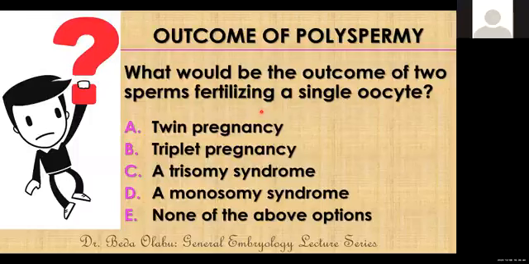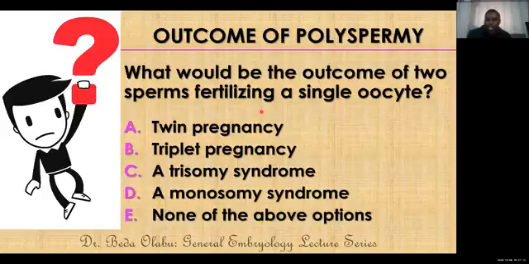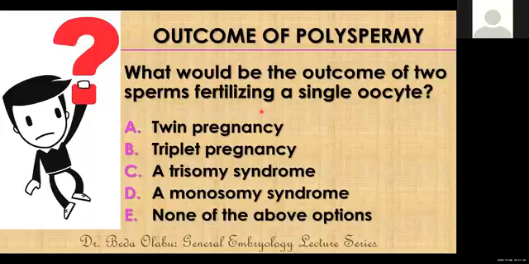I think it is trisomy syndrome. Okay, why? Because I think here you look at the number of chromosomes, because each sperm will contribute one chromosome and the oocyte one chromosome. So I think you look at the number of chromosomes. Okay, I get your point. How many chromosomes does a single sperm have? 23. 23, good. So 2 sperms, each has 23 chromosomes. Then the oocyte, which also has 23 chromosomes. How many chromosomes will the zygote have?